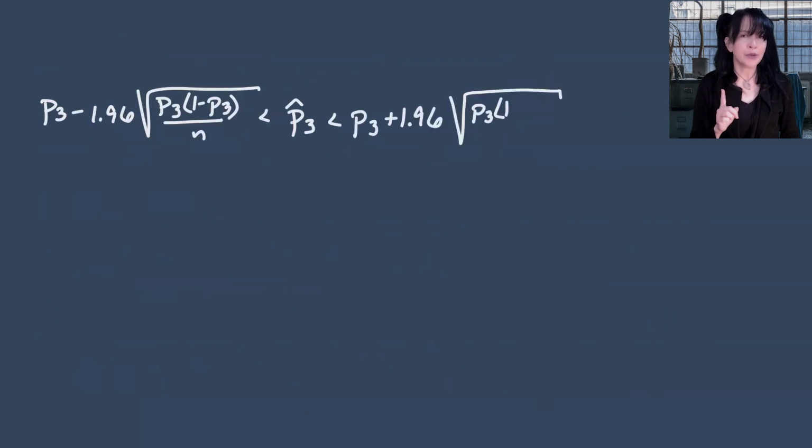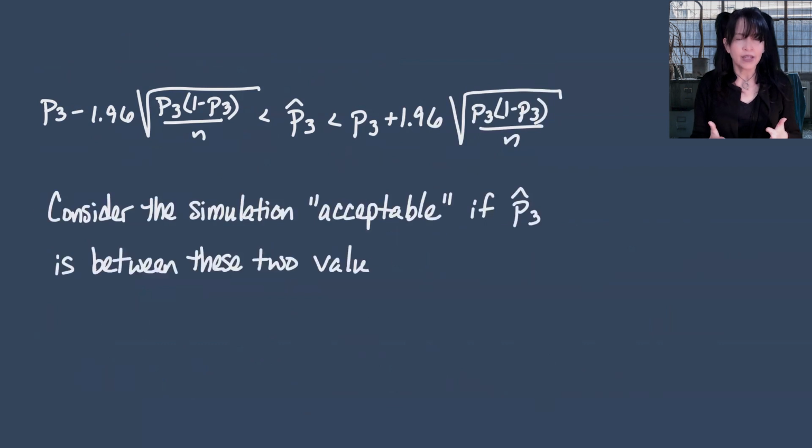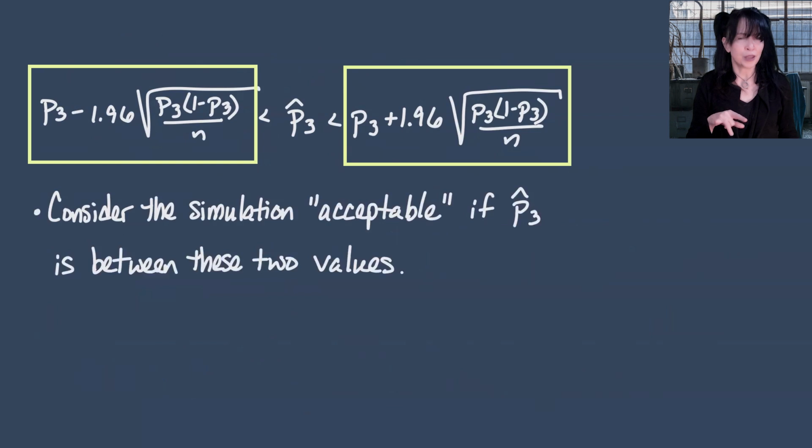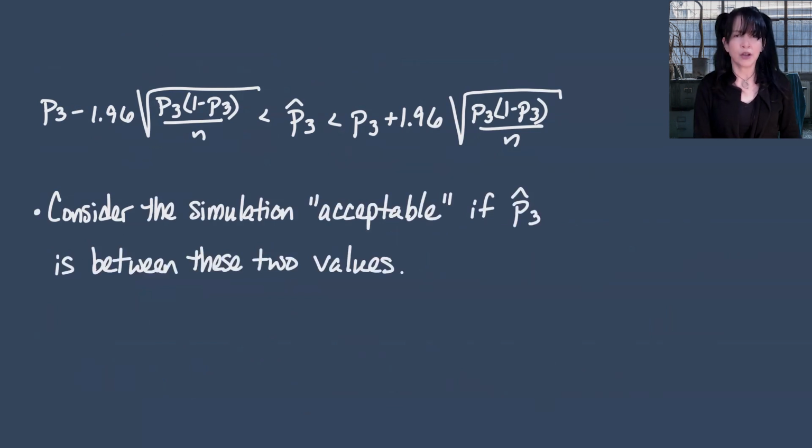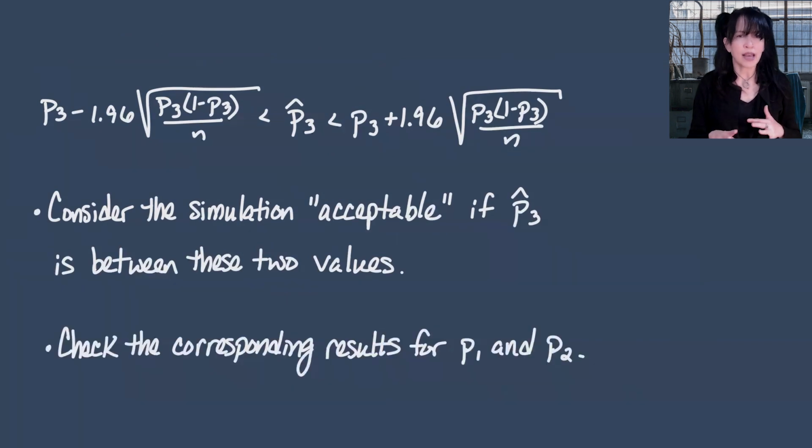And what I end up with is that P3 hat should be between P3 plus or minus 1.96 times the square root of P3 times 1 minus P3 over n. Everything's approximate here, so often you'll see people using 2 in place of 1.96, which is fine as well. And we're going to consider our simulation to be acceptable if P3 hat is between these two values. Totally known to us, P3 is 0.03, n is 100,000. These are just numbers, and then P3 hat comes out of our simulation, and we can check whether or not it's between these numbers. We can also check the corresponding results for P1 and P2.